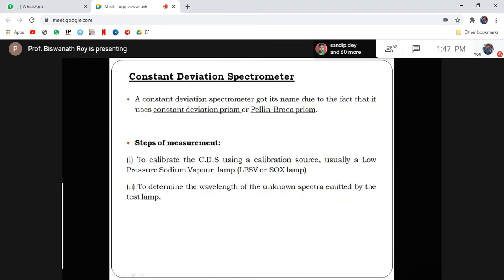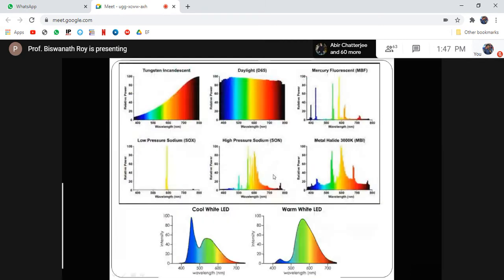What is a constant deviation spectrometer? In it, the prism that is used is the Pellin-Broca prism, a special type of prism that I am going to discuss here. So what are the steps of the measurement? The first step is to calibrate the constant deviation spectrometer, CDS, using a calibration source. Usually you take the low pressure sodium vapor lamp. This is the spectrum of the low pressure sodium vapor lamp, and its wavelengths are known: 589 nanometer, 589.6 nanometer.